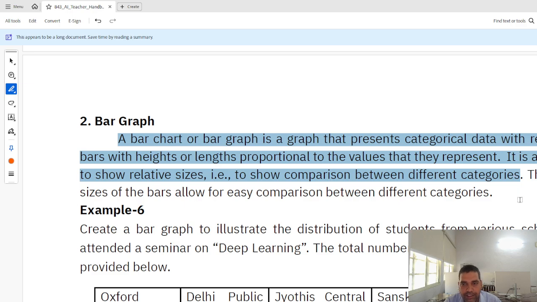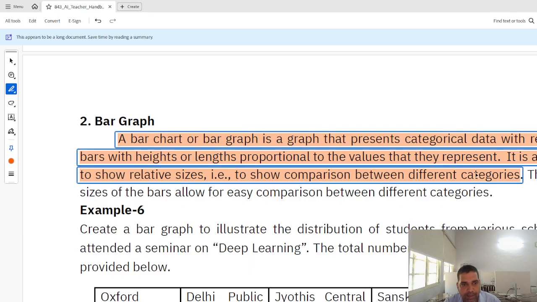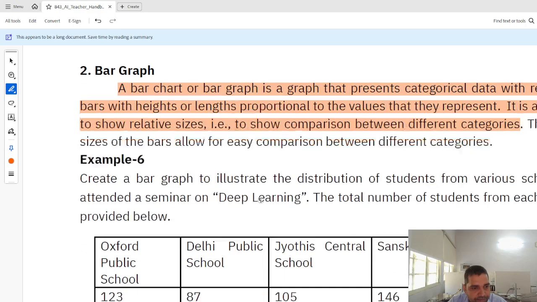So here in this case, in the bar graph, the height or length of the bar shows the values of the data. By comparing the height of the bars, we can compare the proportional values of the data, which one is more or which one is less. So it is a good way to show the relative sizes, the comparison between the different categories.